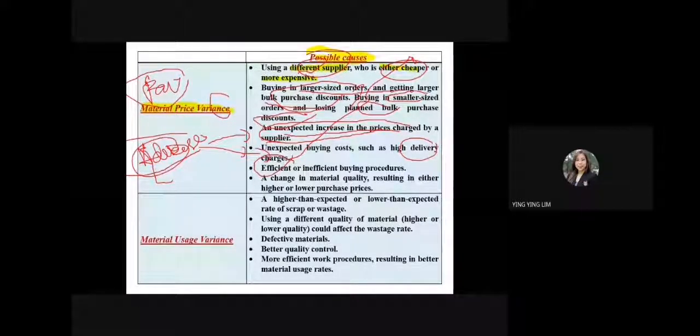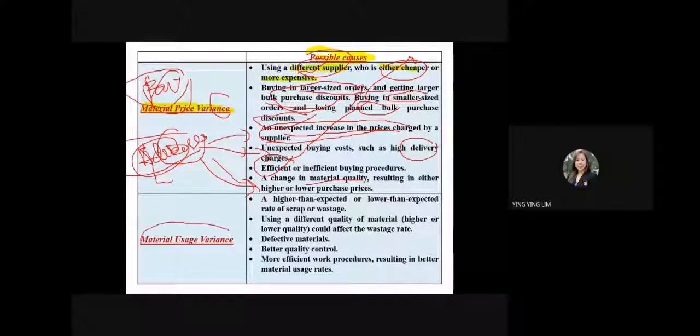In actual, you are paying more because there is an unexpected buying cost. Or you can even talk about a change in material quality resulting in either a higher or lower purchase price. So rational thinking, if you buy lower quality, cheaper material, definitely your material price is lower in actual. So lower quality will be a favorable variance. Adverse variance will be higher quality, because in actual you are buying a higher quality material.